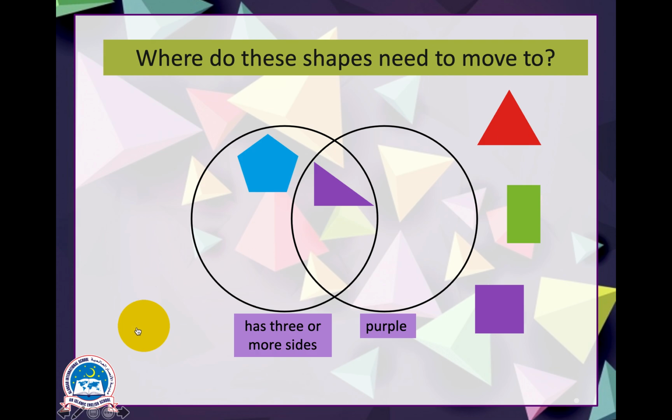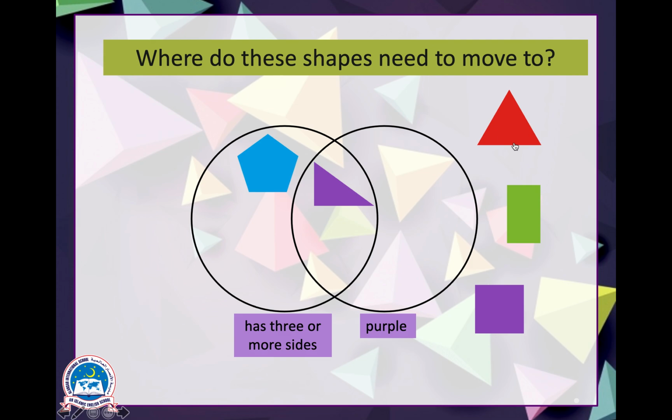Now let's look at the circle over here. Does it have 3 or more sides? No, it doesn't. Is it purple? No, it isn't. So we have to leave our circle out of our diagram.